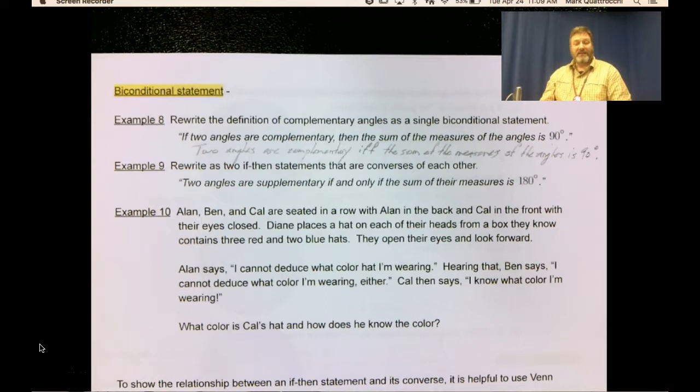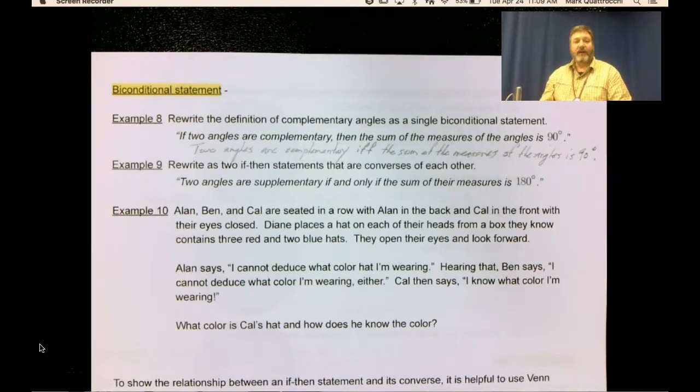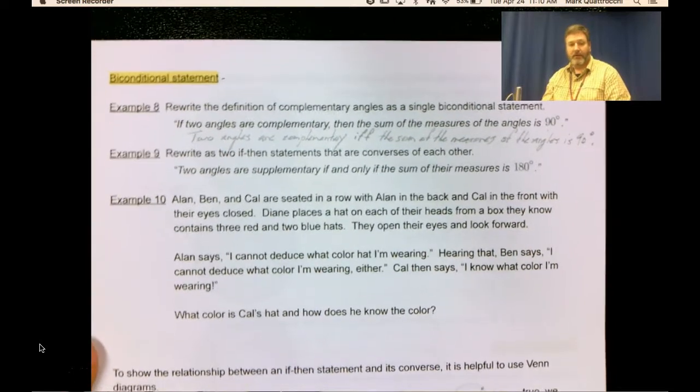Now, of course, because it's a biconditional statement, we can actually write it in either order. It's hard to get this one wrong. The sum of the measures of the angles is 90 degrees if and only if the two angles are complementary. I can write it in either direction. Both are true. All right.